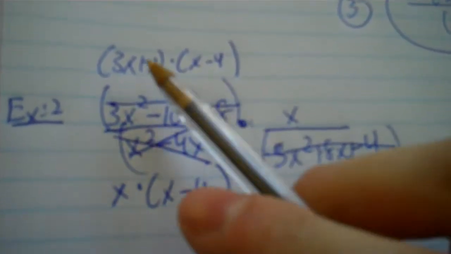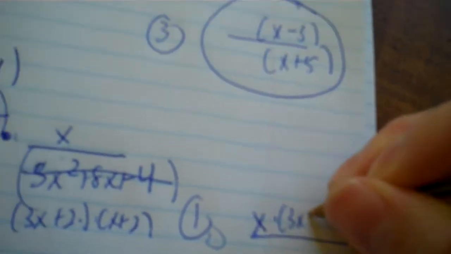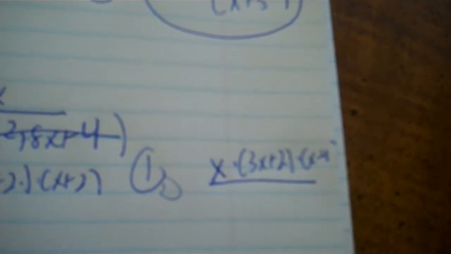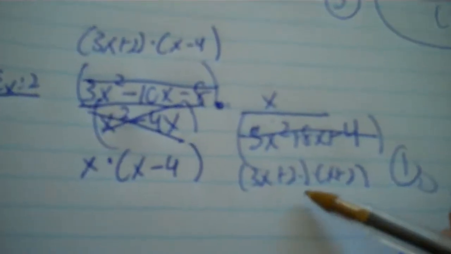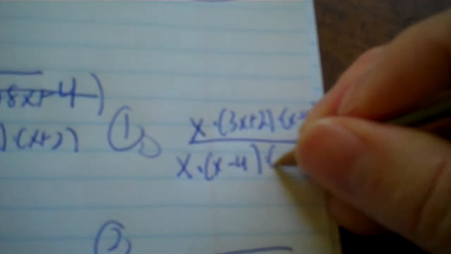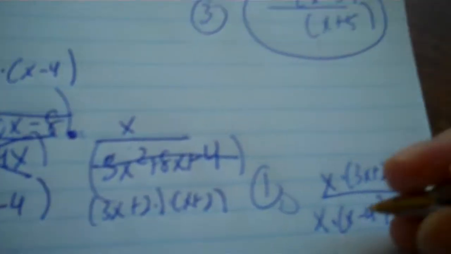Okay, now carry over those parentheses. So on top, we got these. Okay, we have that x that carried over. Then we also have on top, we have 3x plus 2 times x minus 4. Okay, and on the bottom, you got x times x minus 4 times, remember, put parentheses, 3x plus 2 times x plus 2.